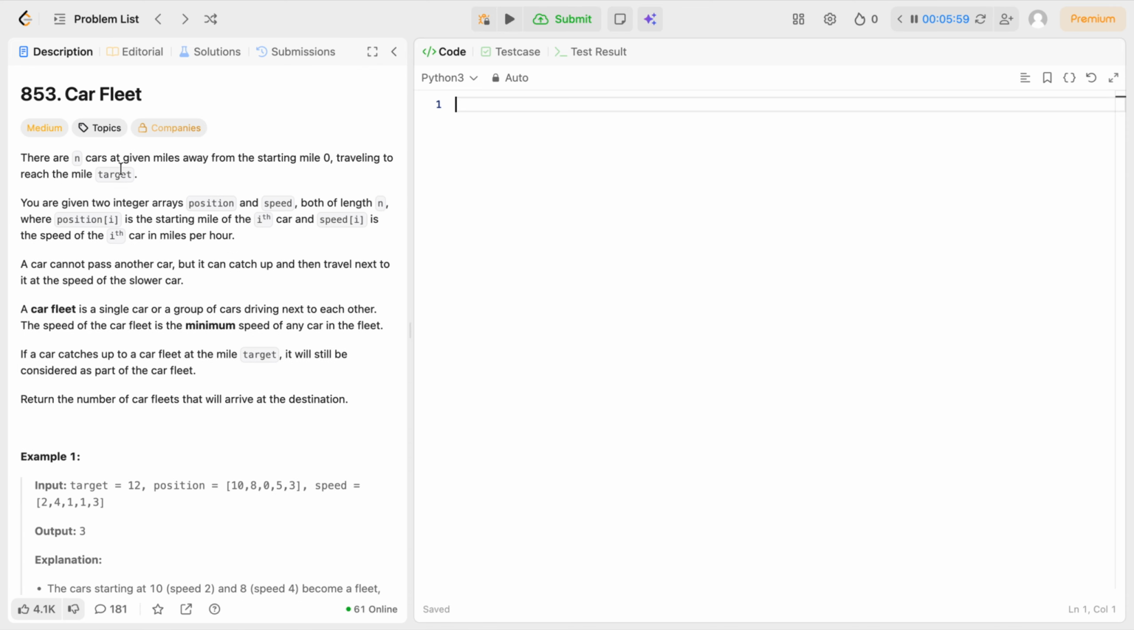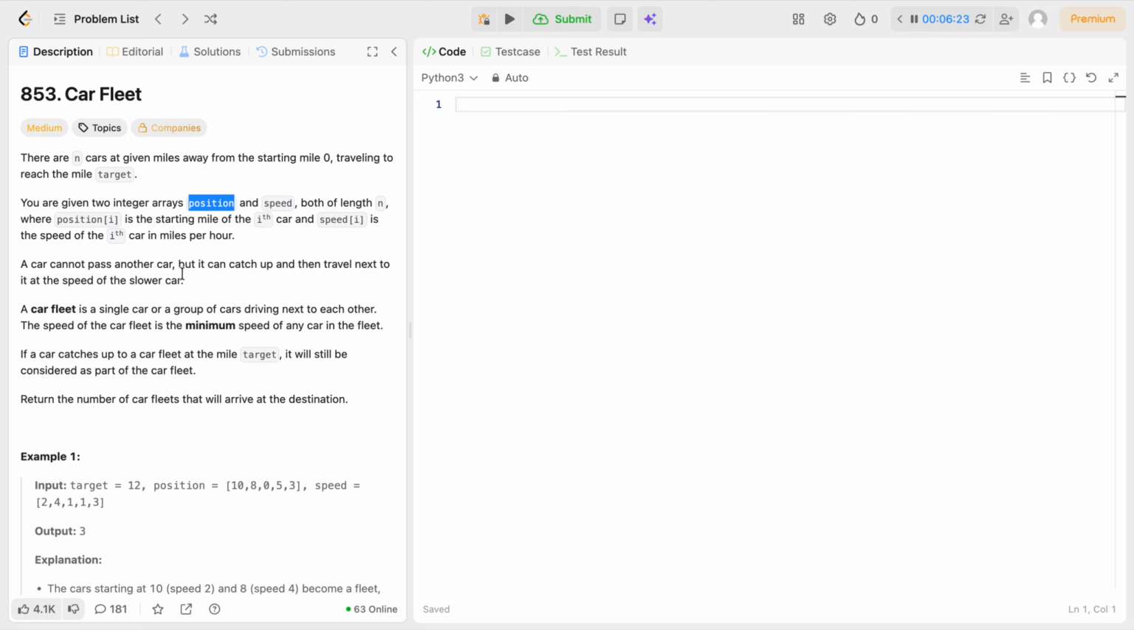There are n cars at given miles away from the starting mile 0, traveling to reach the mile target. You are given two integer arrays, position and speed, both of length n, where position[i] is the starting mile of the ith car, and speed[i] is the speed of the ith car in miles per hour.